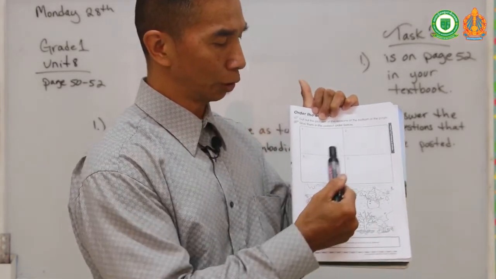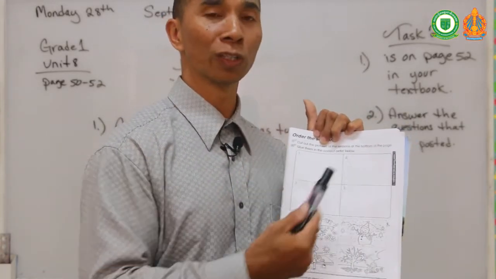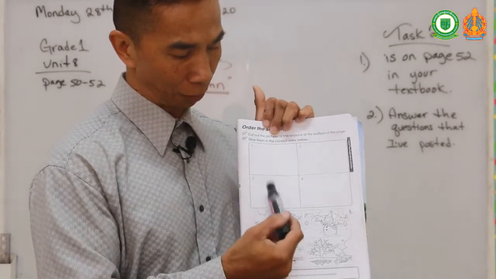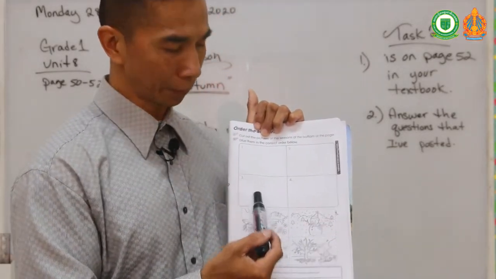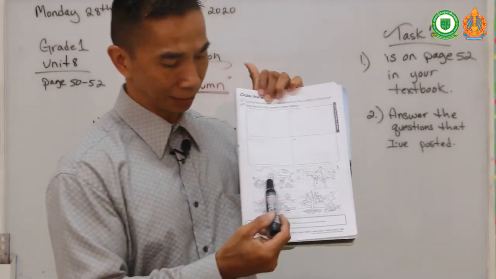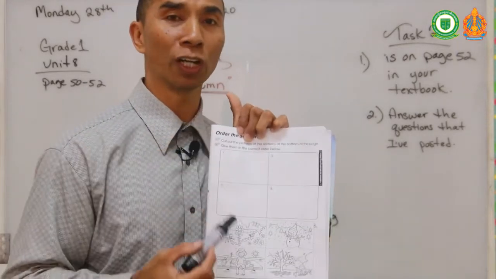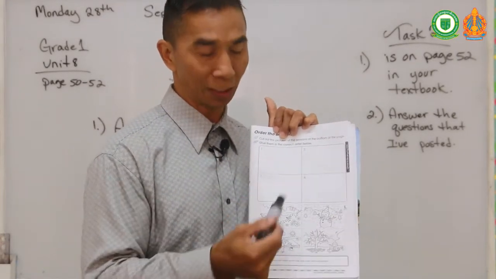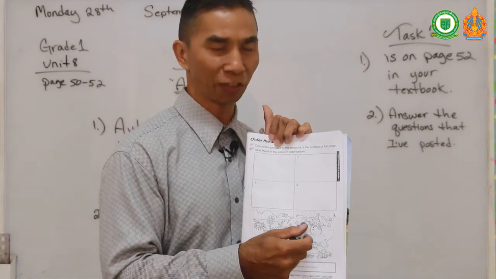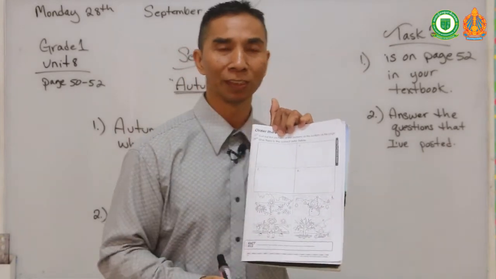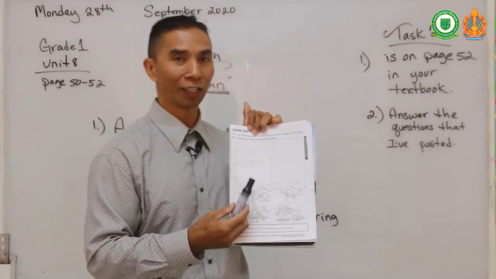From number 1, 2, 3, 4, draw the order of the seasons in which you think is the right order. Again, you can draw this picture the same as the box, or you can draw your own pictures of what summer represents, what spring represents, or what winter represents. You can draw it in a box.